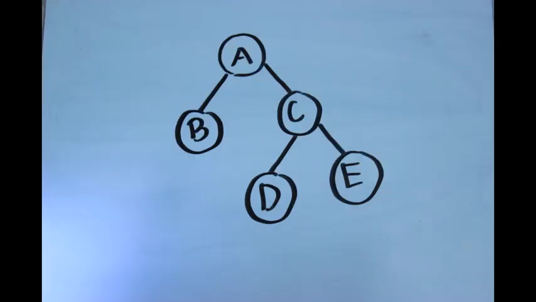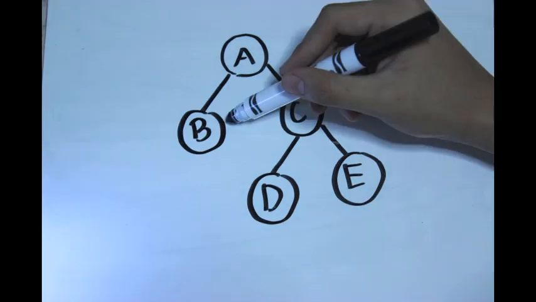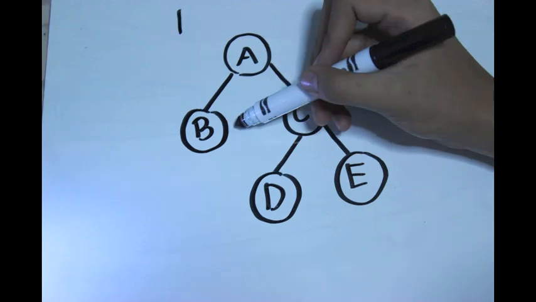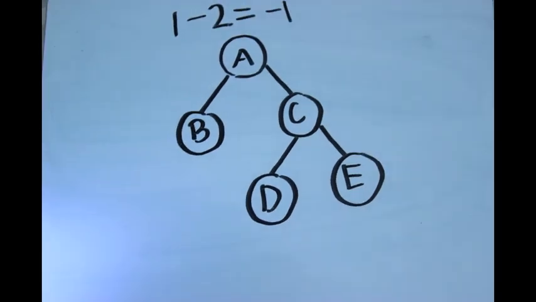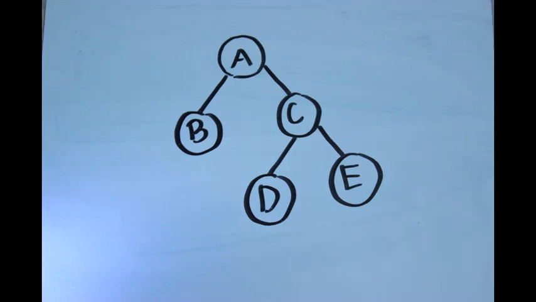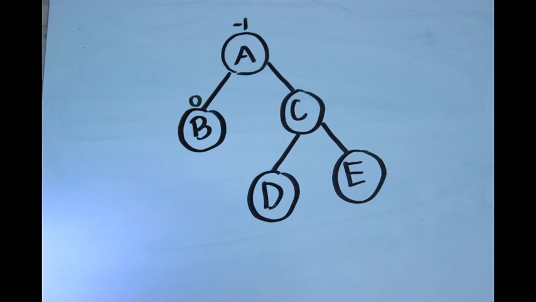Now let's try to get the balance factor of each node in this BST. Let's check the balance factor of A. Since the height of its left subtree is only equal to 1, put down 1. Now let's get the height of the right subtree. Since its height is equal to 2, we subtract 2 from 1 to get -1. Now we label node A as having a balance factor of -1. Now let's check B. Since B has no children, we can say that its balance factor is equal to 0.